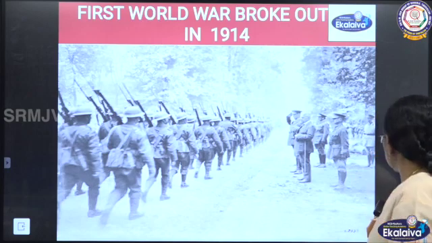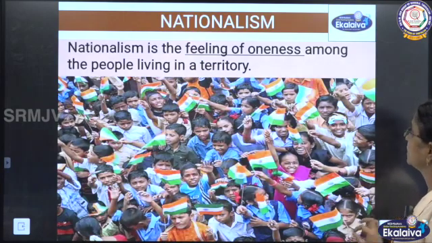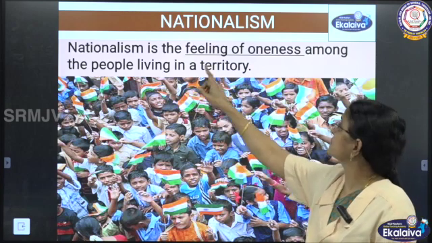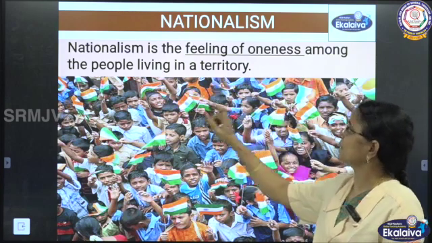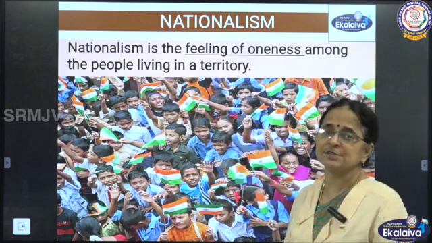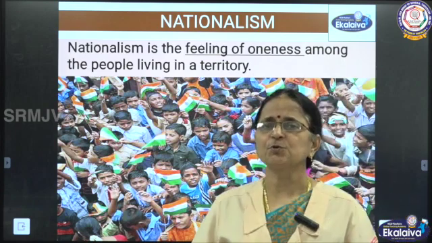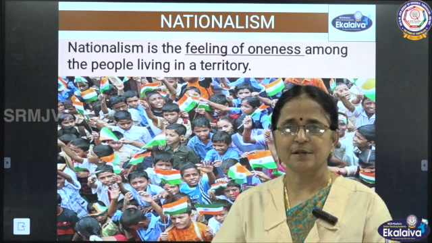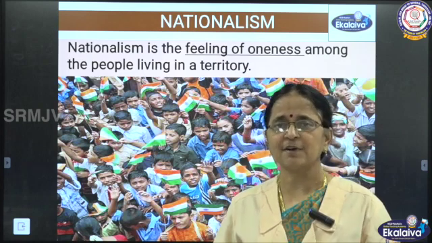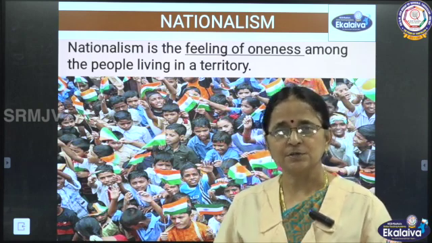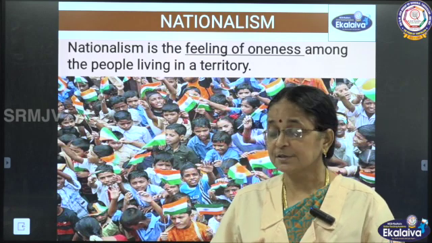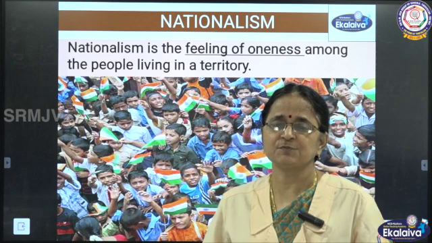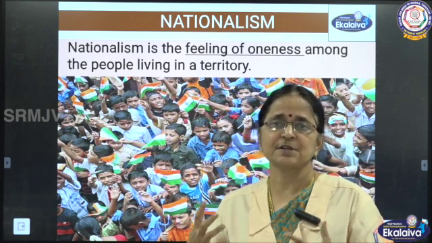Name of the lesson is Nationalism in India. Let's understand what is nationalism. Nationalism is this feeling of oneness among the people living in a territory. Everybody should feel that this is my country, my brethren, my national flag, my national dress, and this is my place. I won't allow anybody to rule me. This feeling is nationalism.